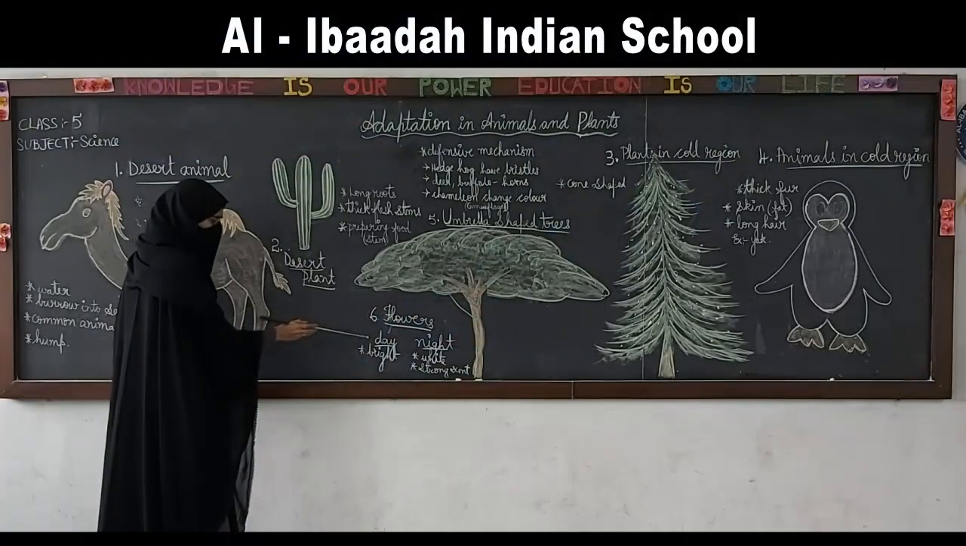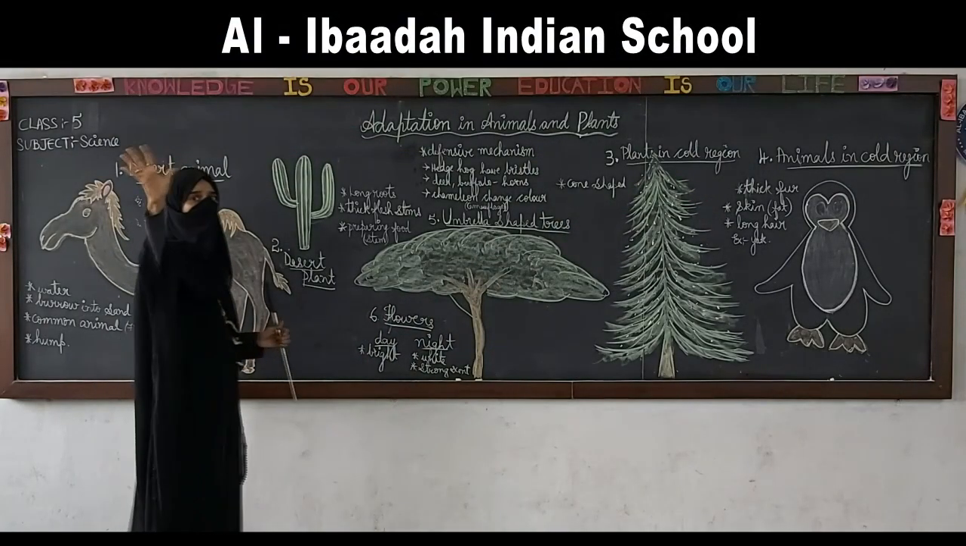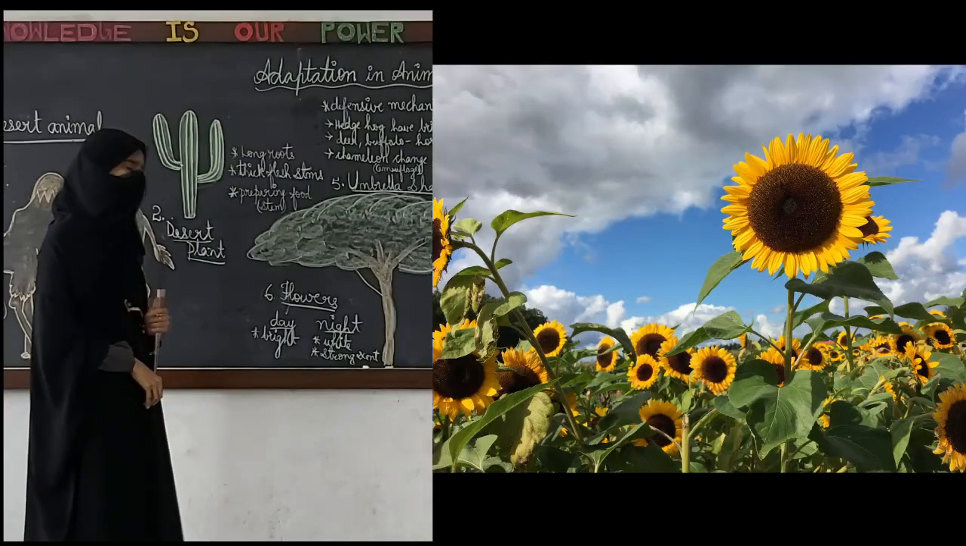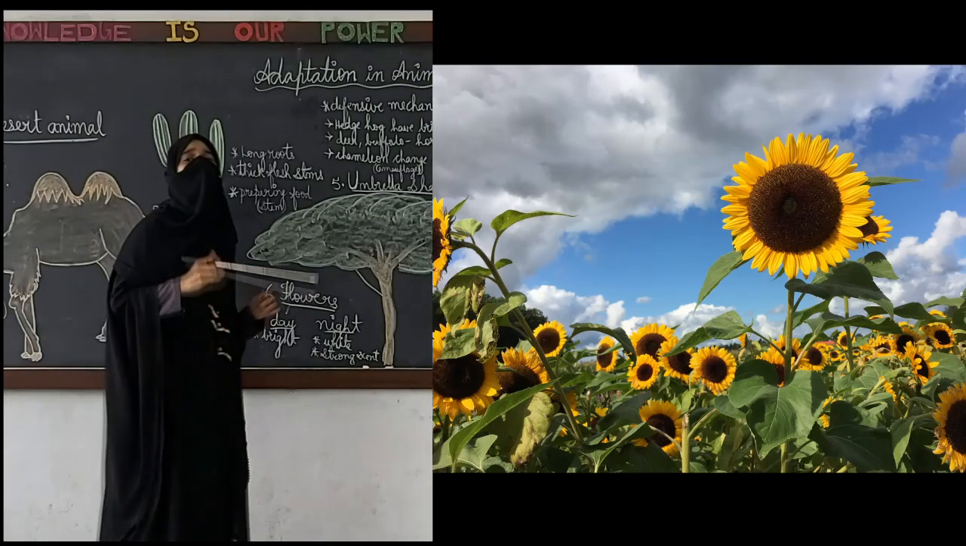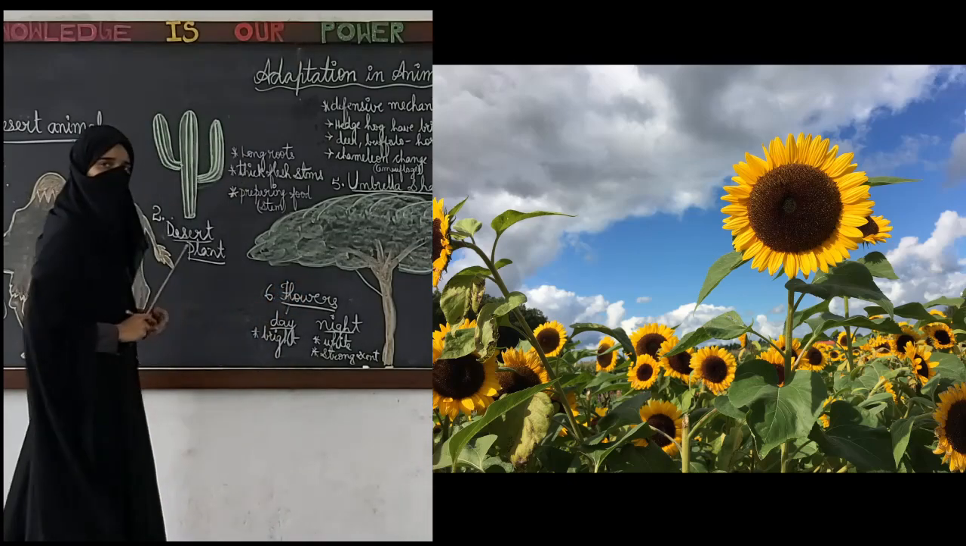Okay, the flower which blooms at day is very bright in color. Why is it bright in color? So that it can attract butterflies and insects.